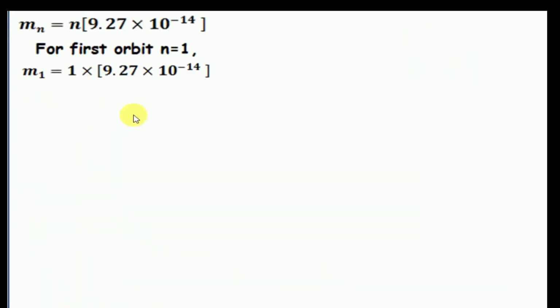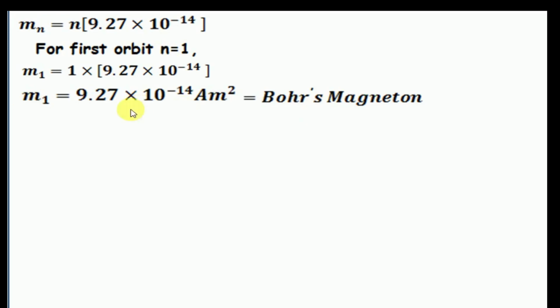If you put n is equal to 1 for the first orbit, you have to multiply this term with 1. So you will get m1 is equal to 9.27 into 10 to the power minus 14 ampere meter square. This is the magnetic dipole moment of the electron which is revolving in orbit number 1 of the hydrogen atom, and this magnetic dipole moment we call Bohr's magneton.